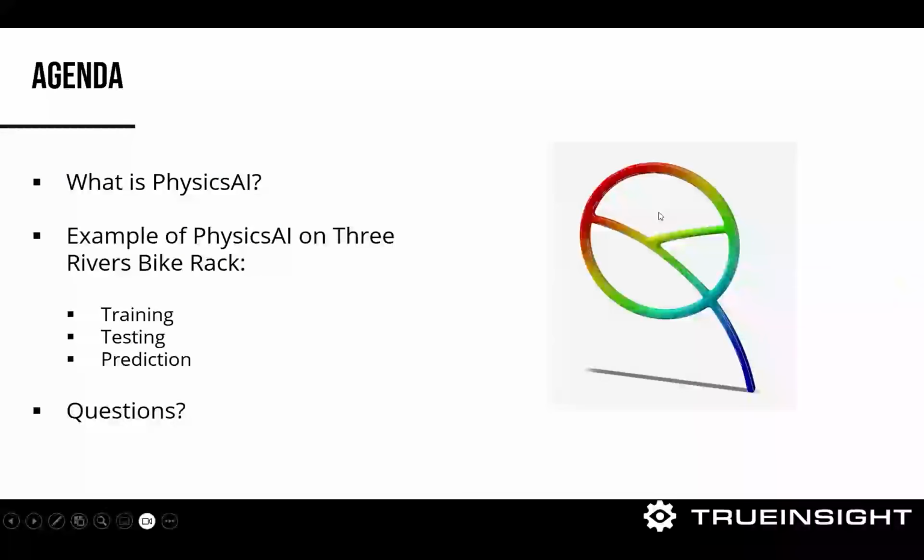So let's take a look at the agenda. We'll first delve into what is physics AI and where it fits in the Altair space. Then we will take a look at an example on a Three Rivers bike rack. We'll be breaking down how to work through a workflow in physics AI, which would be training models, testing models, and then predicting new models. Like I said, we'll close it off with questions, but if you have questions as we're working through the scenario, feel free to send them in the chat.